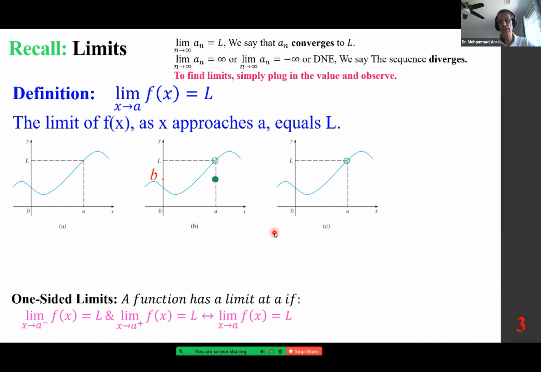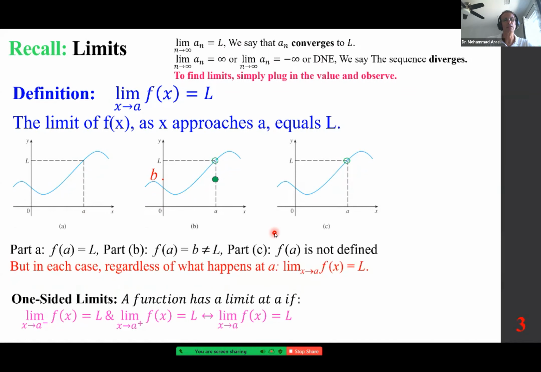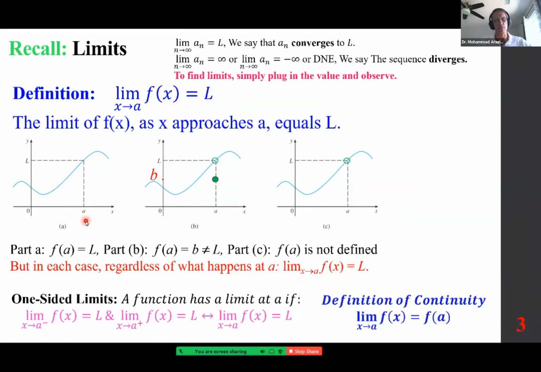In all cases, the limit of f of x as x approaches a exists, and it's equal to L. In this case, f of a is also L. In this case, f of a is the y-coordinate of this dot, and in this case, f of a is not given, and therefore it gives rise to the definition of continuity, which pertains to the first one. If the limit of f of x as x approaches a exists, and it's equal to f of a, then the function is continuous at a.